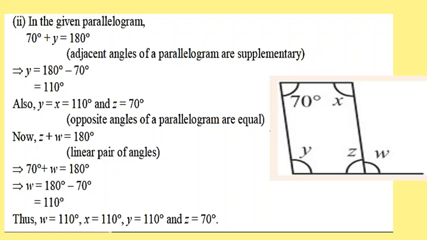Now, X and W together is 180. Adjacent angles. So X will be 180 minus 70. X is also adjacent to the 70 degrees already given, so you can use that also. So this problem is easiest. X and Y again equal. Opposite angles are equal.